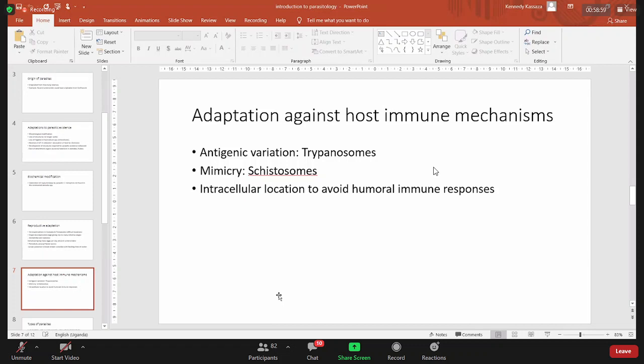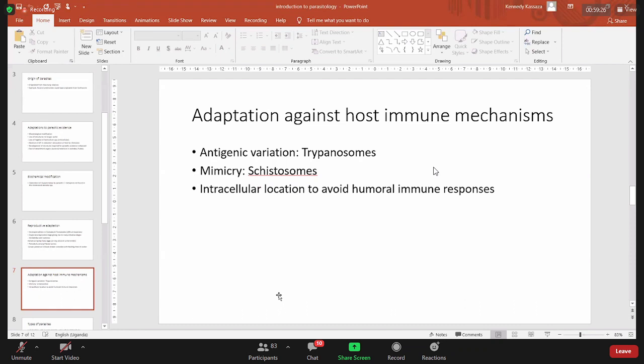Another adaptation is to resist the host immune mechanisms. For example, among trypanosomes, which cause sleeping sickness, they tend to change their surface coat so often, and this is known as antigenic variation.